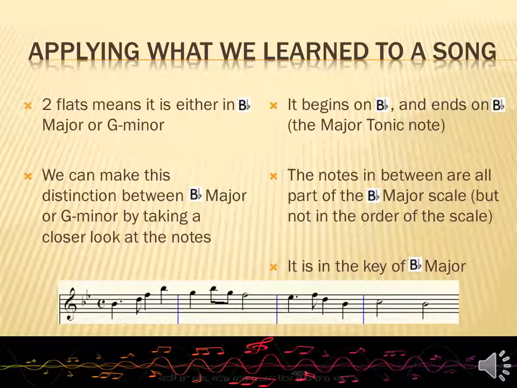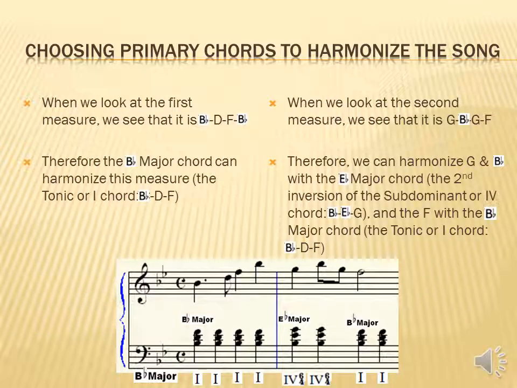2 flats means it is either in B flat major or G minor. We can make this distinction between B flat major or G minor by taking a closer look at the notes. It begins on B flat and ends on B flat, the major tonic note. The notes in between are all part of the B flat major scale, but not in the order of the scale. It is in the key of B flat major. When we look at the first measure, we see that it is B flat D F B.